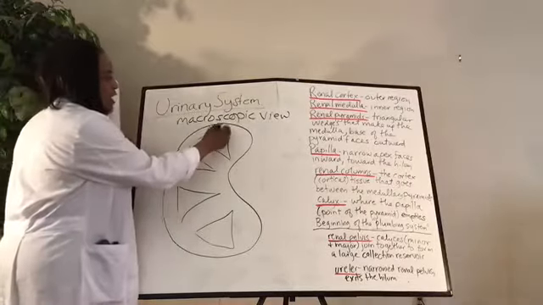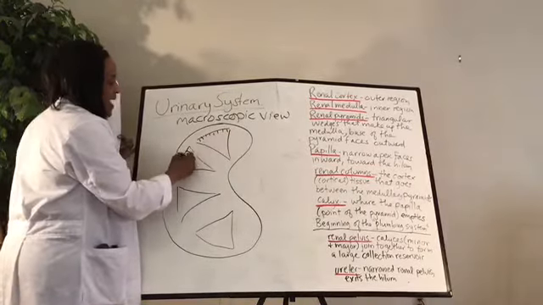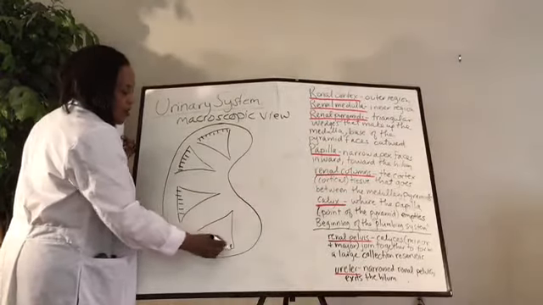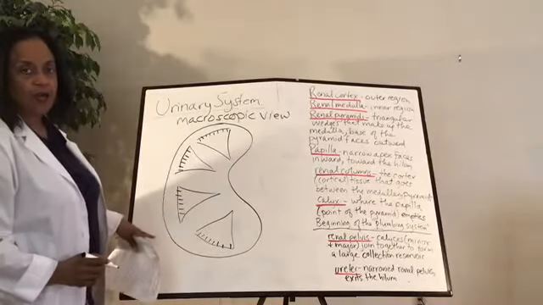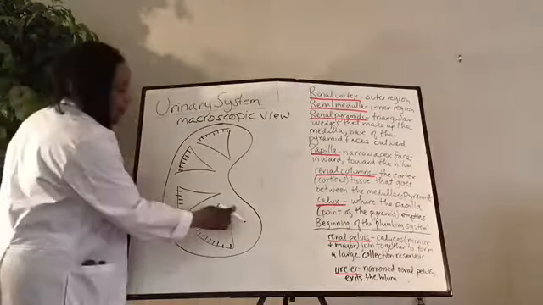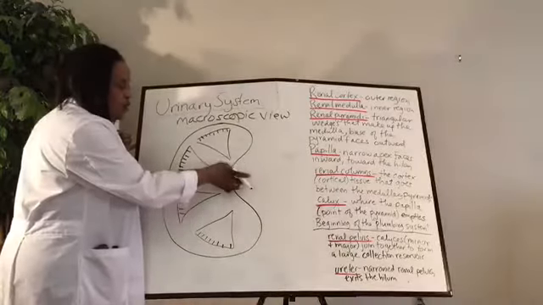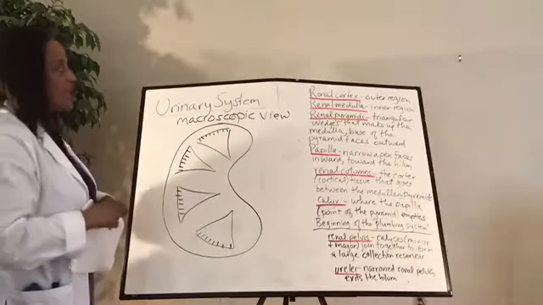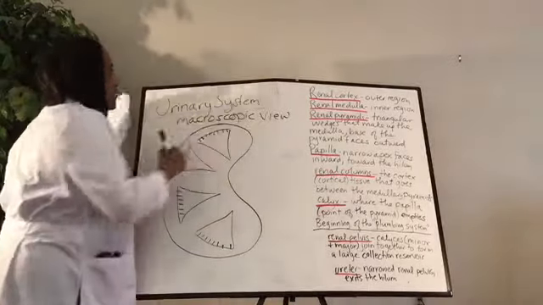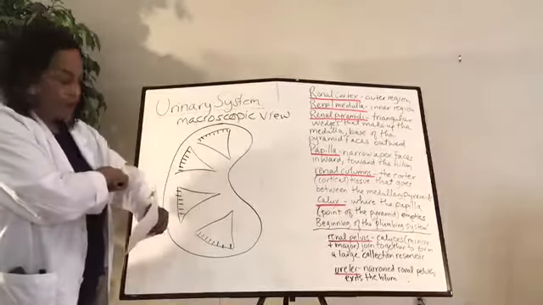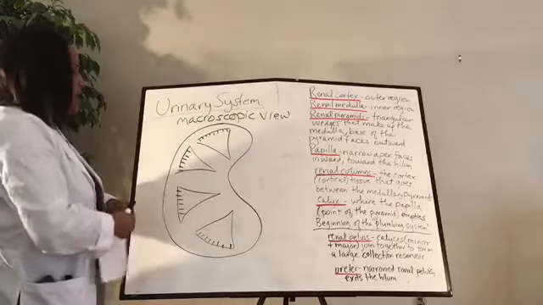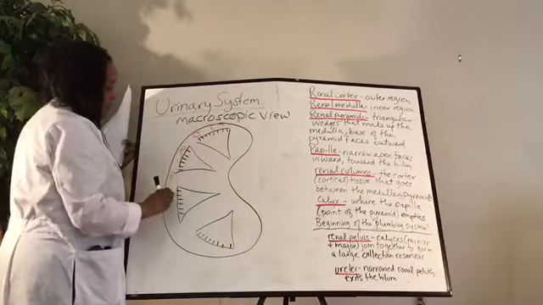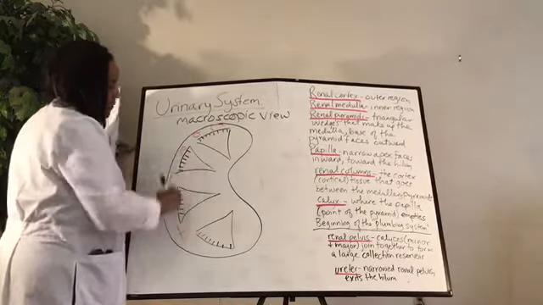And we know that the base of the pyramids face outward, which we call the cortical region, and we know that the points of the papilla point towards the hilum. So let's just look at this for a minute and see how this goes. So the renal cortex is the outer region. So that would be all along here. This is the cortex all around here.